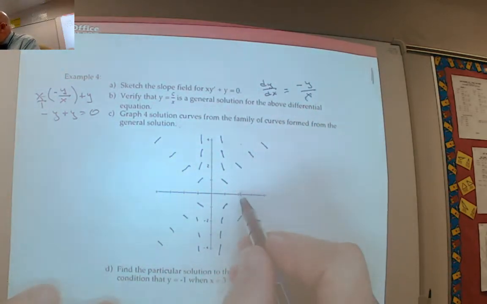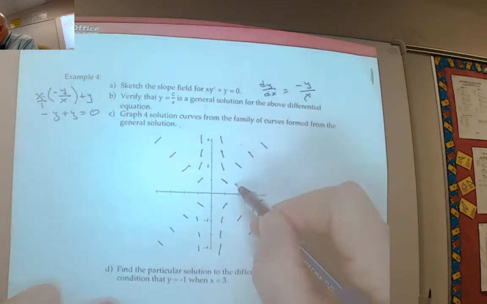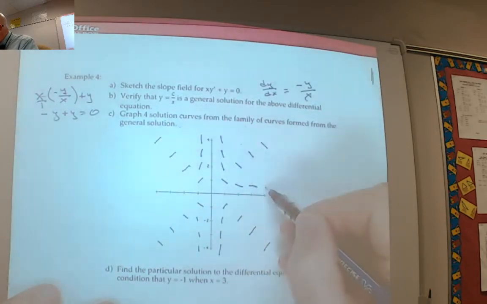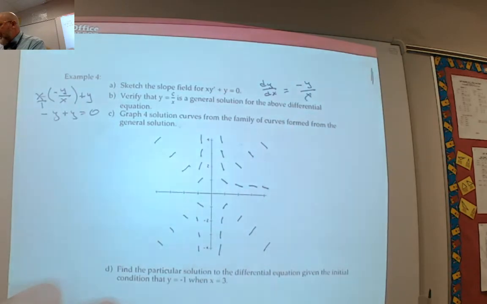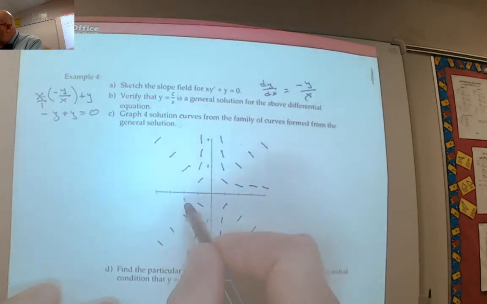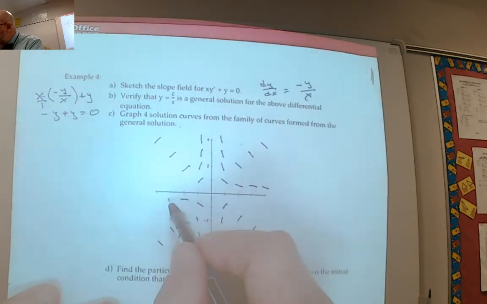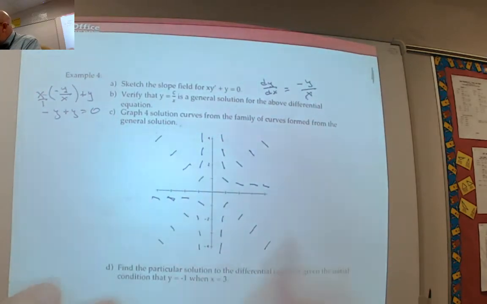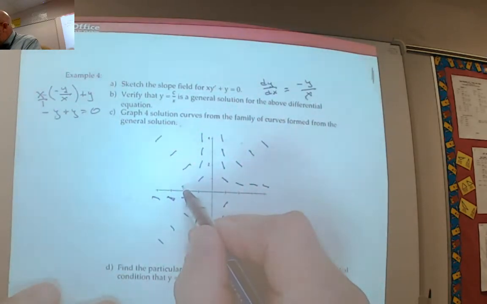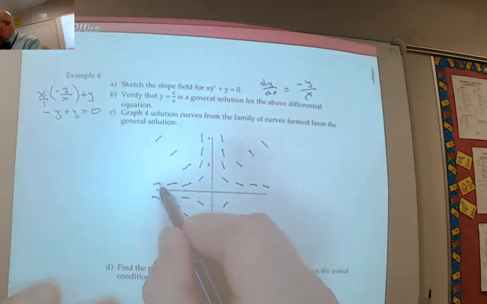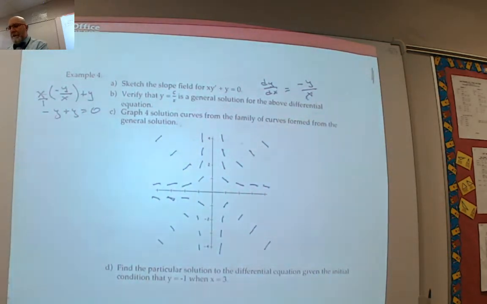What about at 2, 1, what would I have? Negative 1/2. So that's a little flatter. A negative 1/3, even flatter. Negative 1/4, even flatter. Likewise here, I'd have a negative 1/2, negative 1/3, negative 1/4. I guess my drawing's not very good. Here I would have 1/2, 1/3, 1/4.